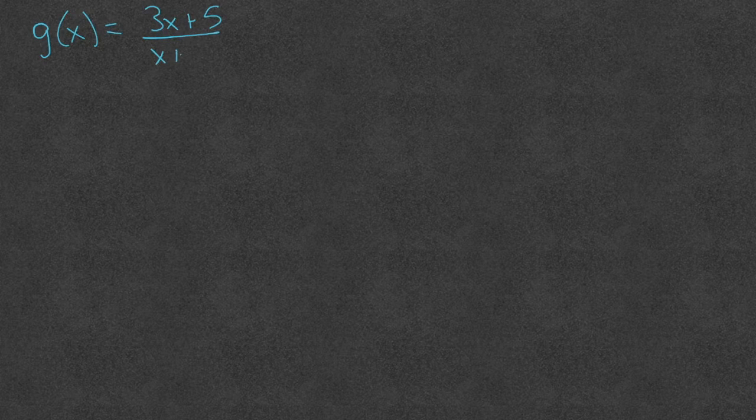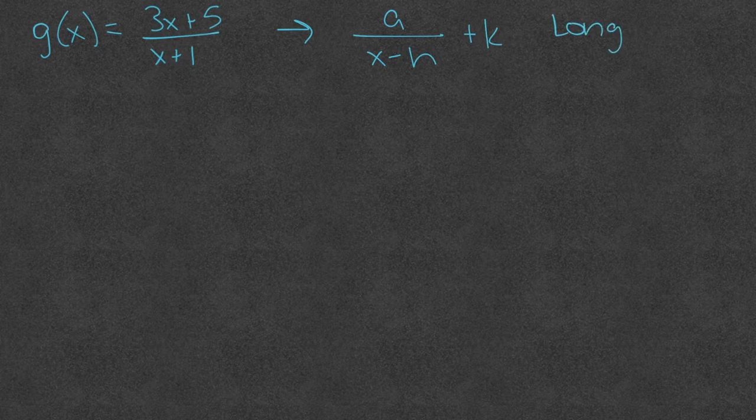All right, we're going to be looking at rewriting and graphing a rational function. So we have this function g of x equals 3x plus 5 over x plus 1. And we need to go ahead and get it written into the form of a over x minus h plus k. This was taught to you guys, I think last week. In order to do this, you do long division.